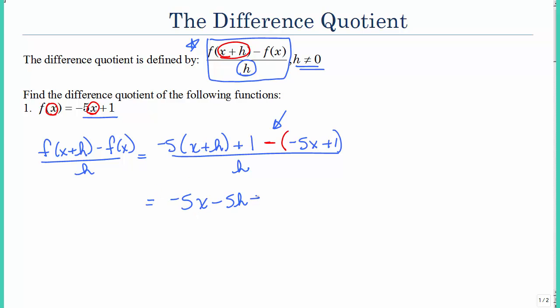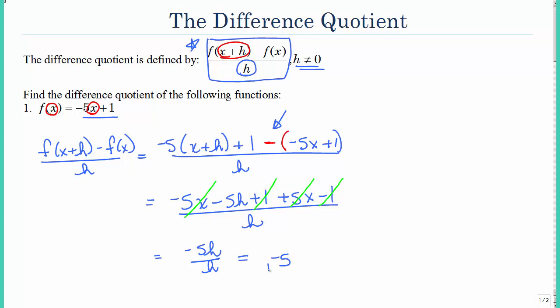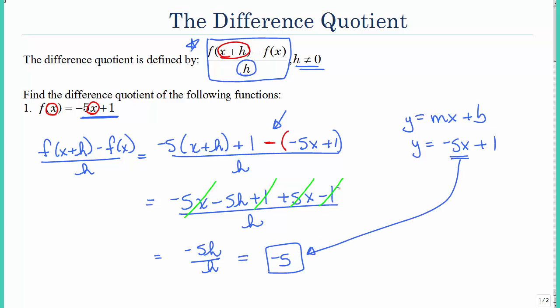After here, just really basic algebra. Distributing and collecting like terms. So let's see, and we should have lots of things that add to 0. So those cancel, and we have negative 5h over h, and then of course we could reduce to negative 5. Now here I want to point out, because that's a linear function, how does negative 5 relate to that line? Well, if we remember, y equals mx plus b, so if we have y equals negative 5x plus 1, negative 5 is the slope. And this is indeed how to find the slope of different functions, which you will get a lot of in calculus.